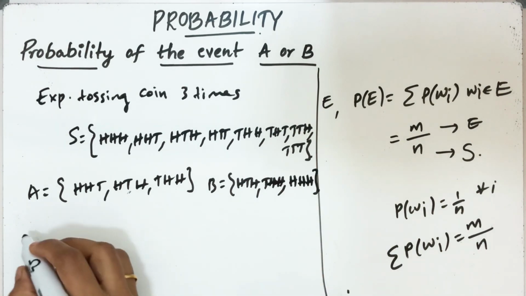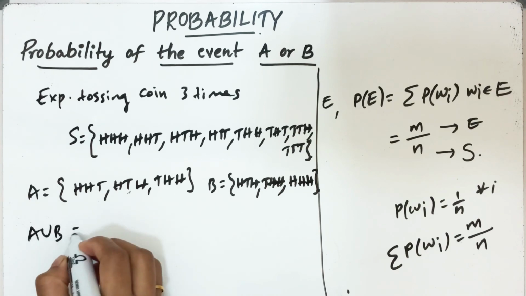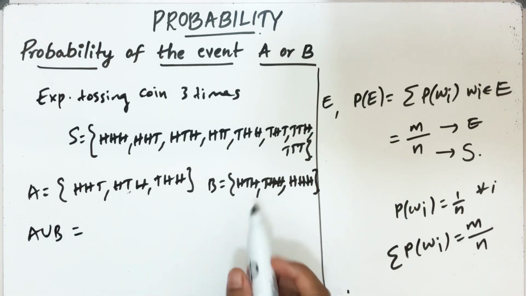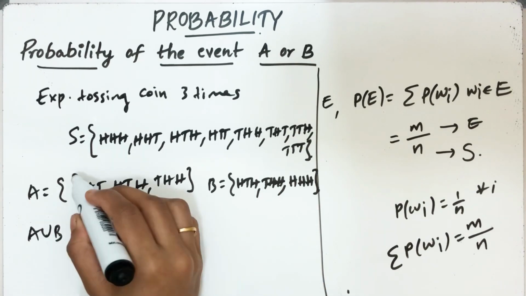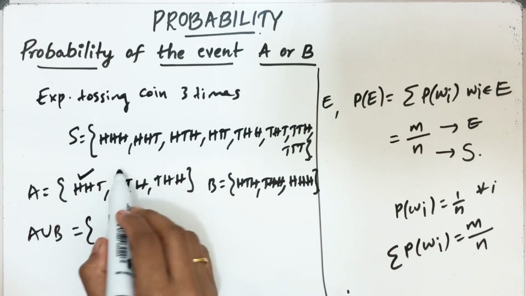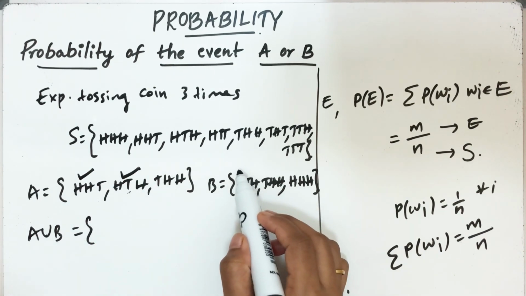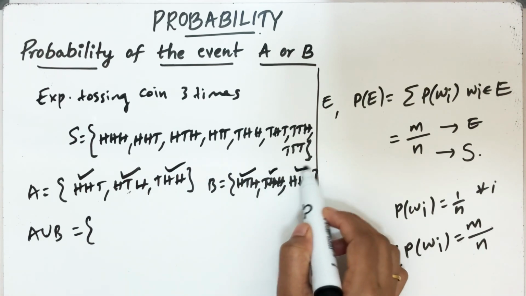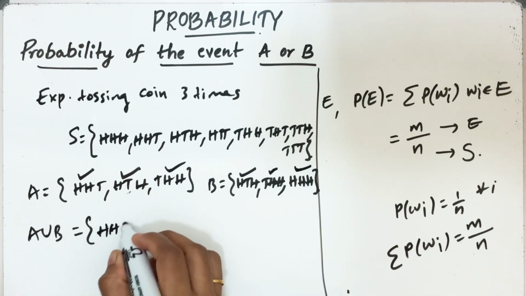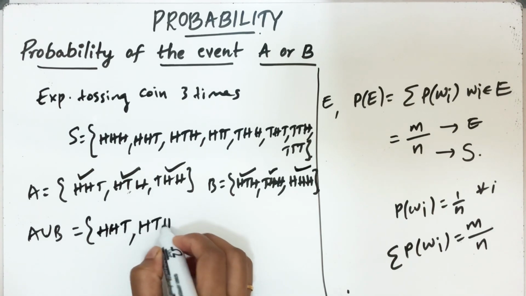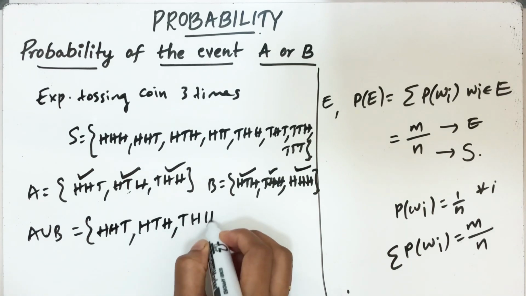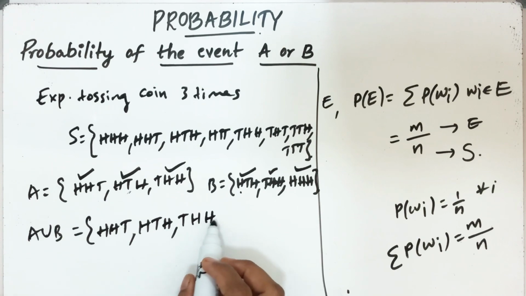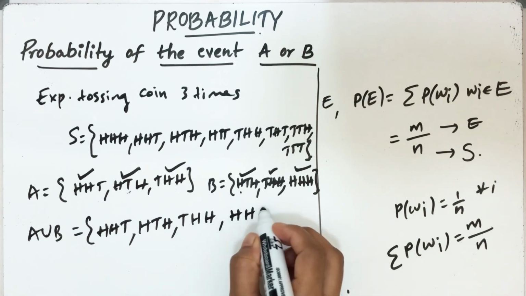Then what is A union B? A union B is equal to elements of A or elements of B. That is HHT, HTH, HTH common here also, THH, THH is here also, and HHH. That is HHT, HTH, THH, and HHH.